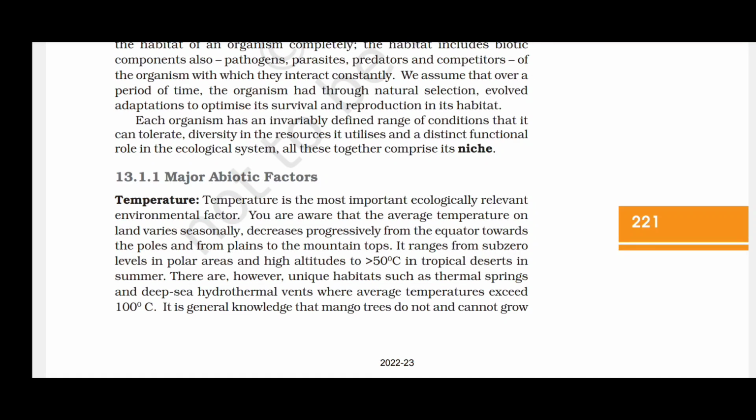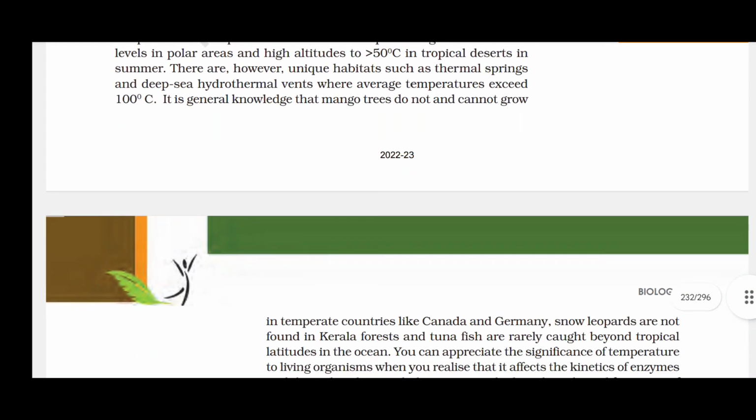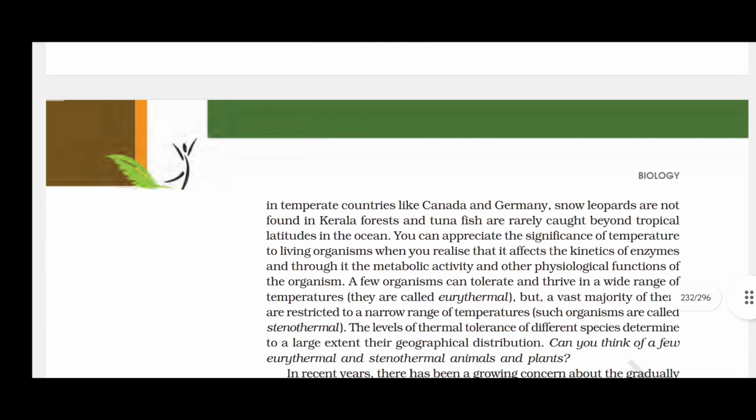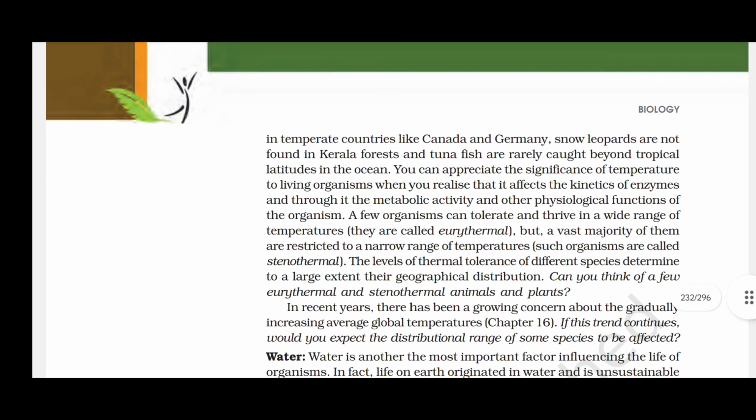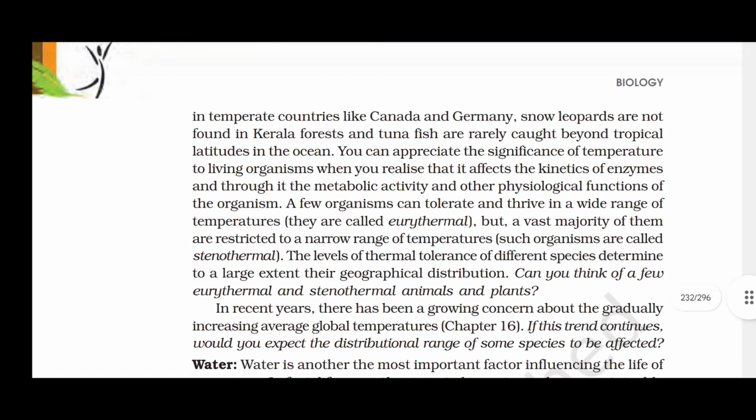It is general knowledge that mango trees do not and cannot grow in temperate countries like Canada and Germany. Snow leopards are not found in Kerala forest, and tuna fish are rarely caught beyond tropical latitudes in the ocean. You can appreciate the significance of temperature to living organisms when you realize that it affects the kinetics of enzymes and through it metabolic activity and other physiological functions of the organism.